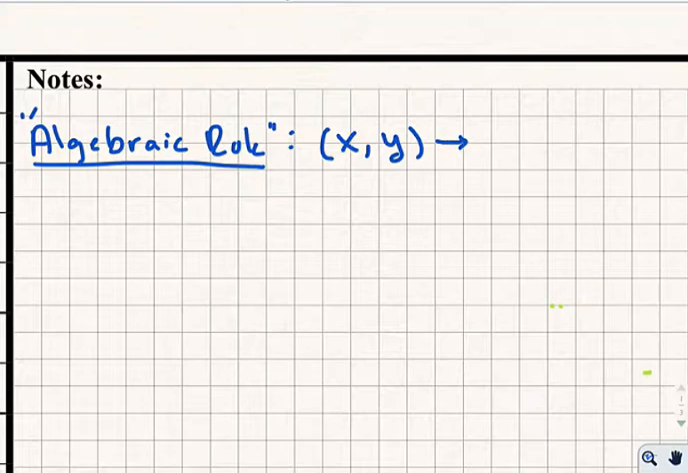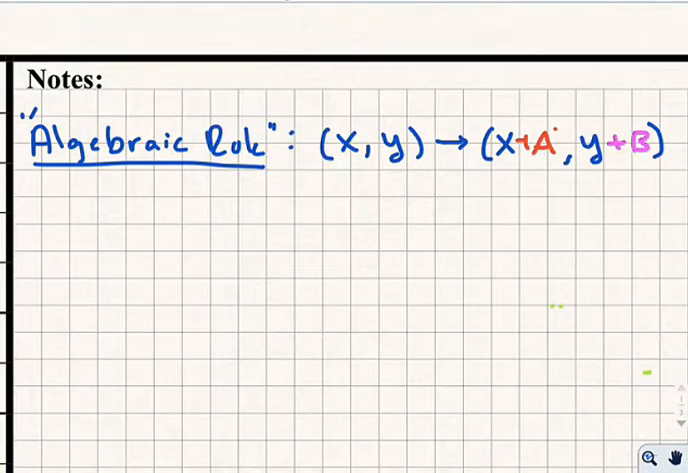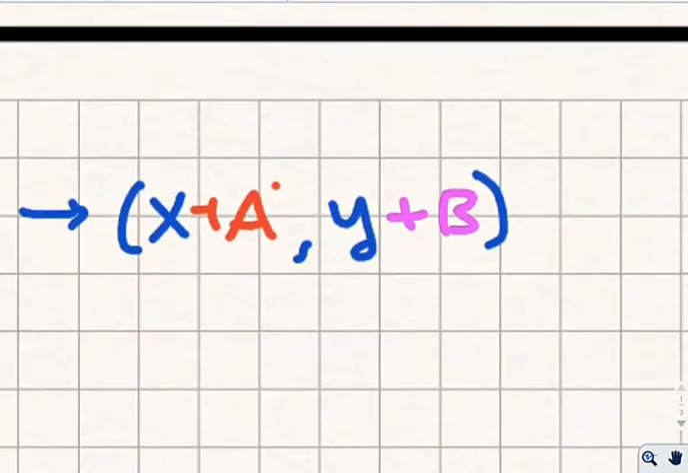A translation has to happen to all points in the plane, not one point at a time, so one rule suffices. Any point (x, y) in the plane undergoes a transformation. I'll try to color code a little bit here. x plus a, and then y plus b. This whole idea of plus a, plus b is just how it's changing, and the pluses, of course, can become minuses depending on what you want to happen.